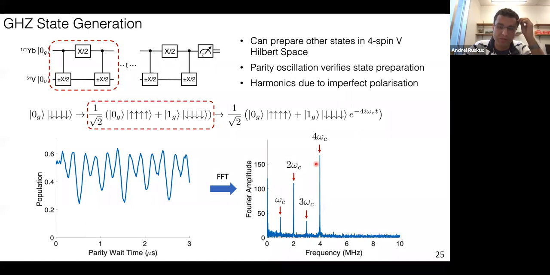We can do a Fourier transform. And indeed, we see this oscillation component that occurs at 4 times the base C transition frequency with a sharp cutoff afterwards. However, we are also measuring lower harmonics of the C transition frequency, and we can understand these as being caused by incomplete polarization of our vanadium ensemble, leading to imperfect preparation of these GHZ states.